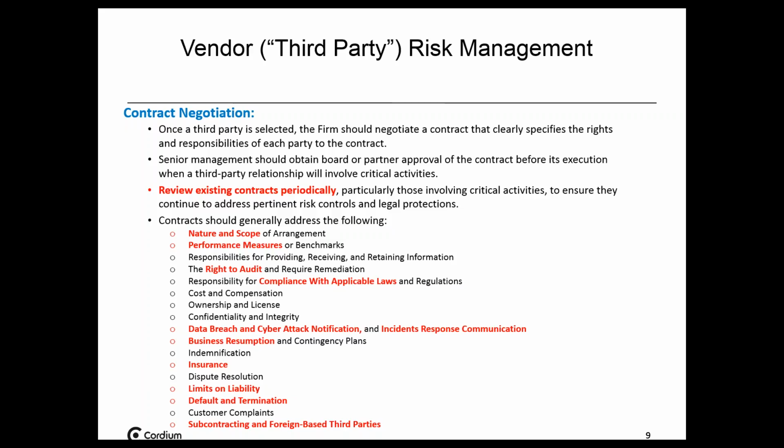I mentioned earlier compliance with applicable laws and regulations, costs and compensation, ownership and licensing. A lot of this comes around software. If you are dealing with somebody that's doing custom application development with you, one of the things you look at is the source code for that company. If they are bought or acquired, what happens to the company, right? What are the transition plans? So getting an understanding of those items.